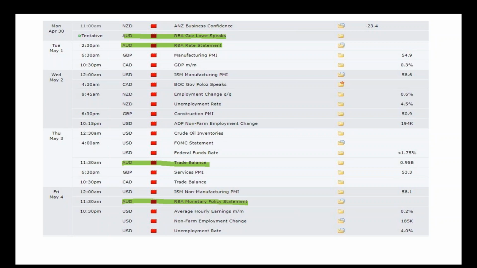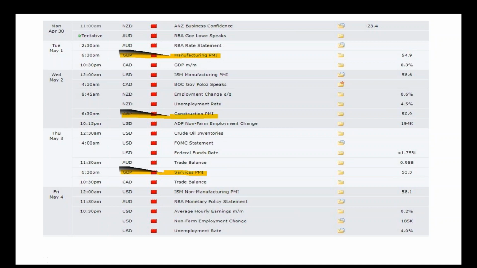Possibly the trade balance numbers on Thursday over here could have a little bit more impact than the RBA announcement itself. So that's the Aussie dollar for this week. If we move along, the GBP last week had a horrible week. And ended on Friday with, I guess, nothing short of spectacular.